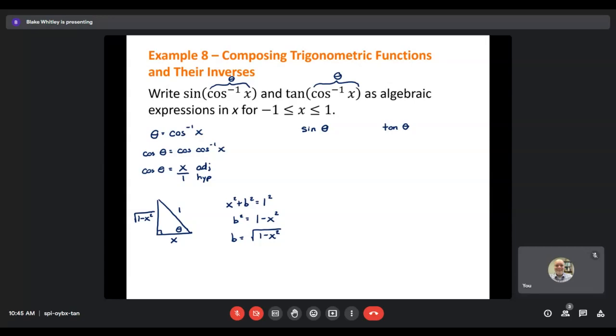All right, and now that we have that, now we just want to find the sine of that theta and the tangent of that theta. So let's start with sine. Sine, remember, is going to be opposite over hypotenuse. So this should give us square root of 1 minus x squared over 1, or just square root of 1 minus x squared. So our sine of inverse cosine of x is equal to the square root of 1 minus x squared.